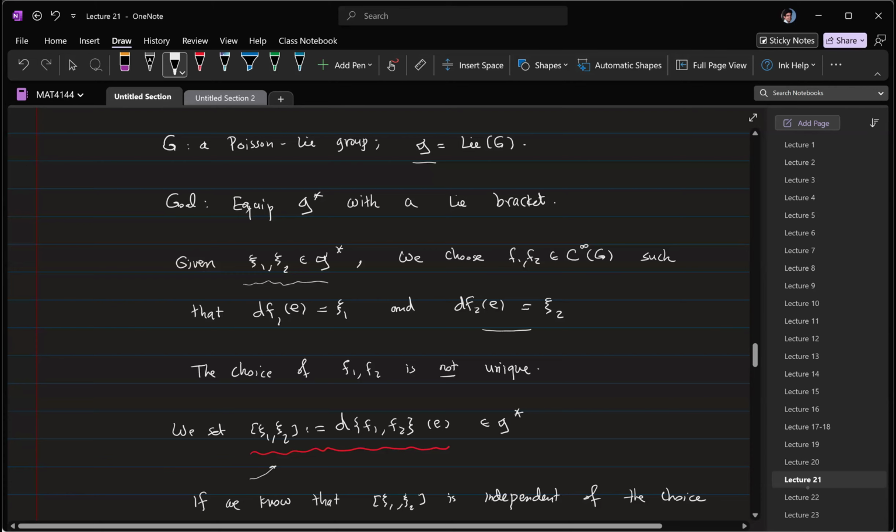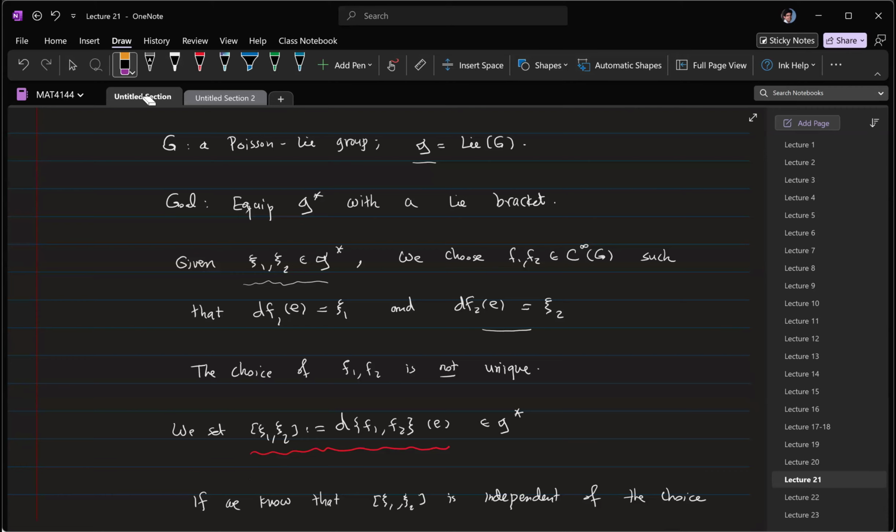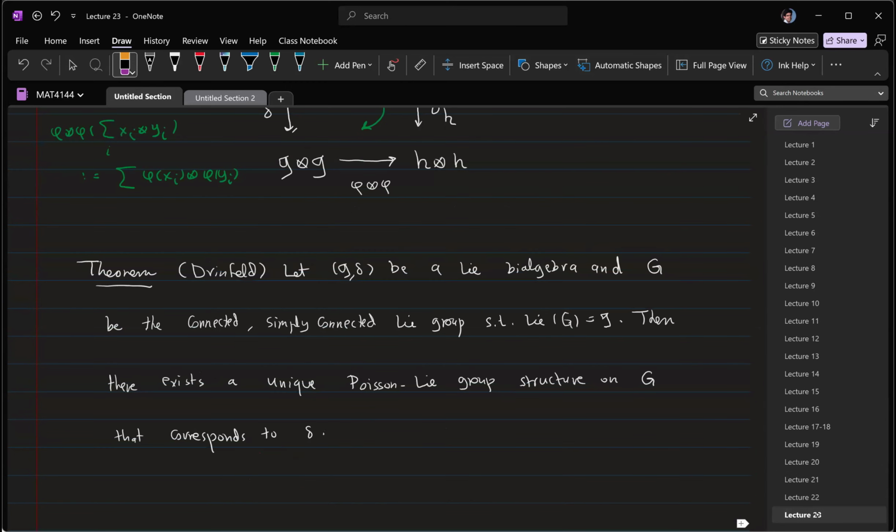We took two elements in G star. We want to define their Lie bracket. It should be another element of G star. We think about these two as derivatives at identity of two smooth functions on capital G, and then we use the Poisson bracket of capital G and differentiate it to get another vector in G star. Okay. So in this sense, we went from a Poisson-Lie group to a Lie bialgebra. And now this theorem of Drinfeld says that you can actually go in the other direction, assuming that capital G is connected and simply connected. Okay. All right. So this is the first result.